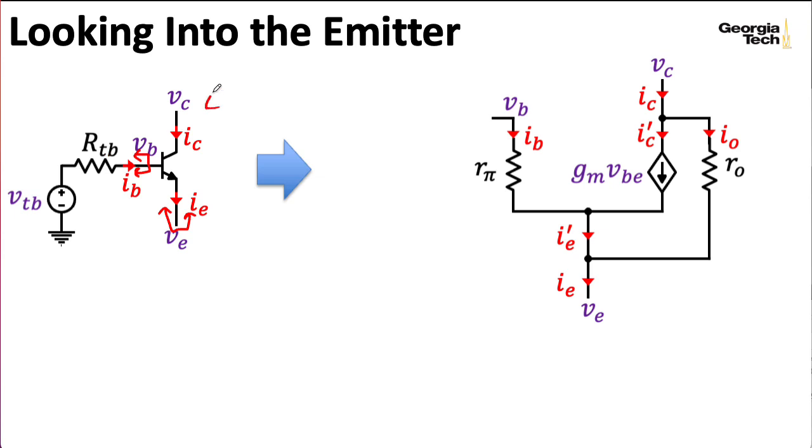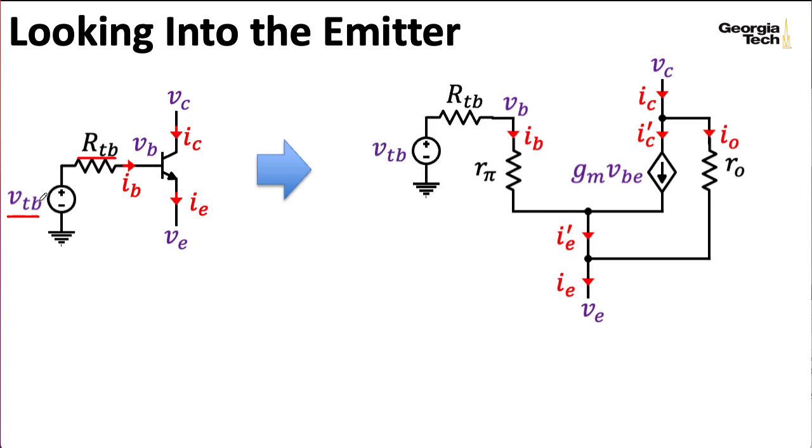Now, in terms of what's happening out here at the collector, we can remain agnostic about that. The circuit is doing whatever it's doing up here. So we'll express the Thevenin equivalent in terms of a Thevenin resistance and a Thevenin voltage associated with looking out of the base.